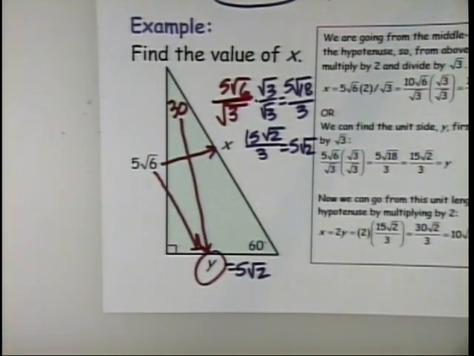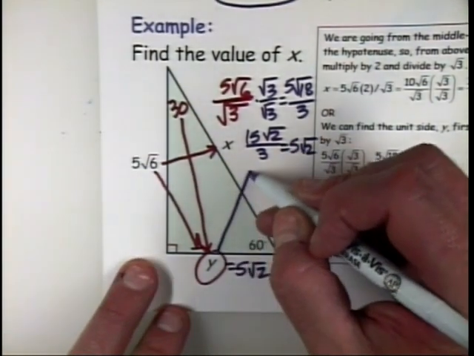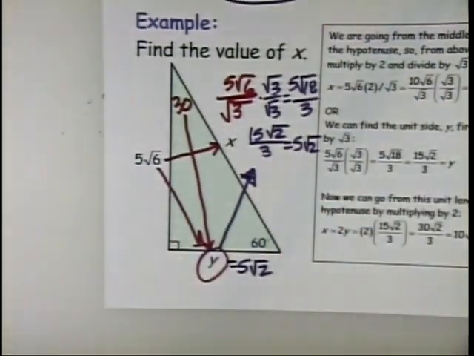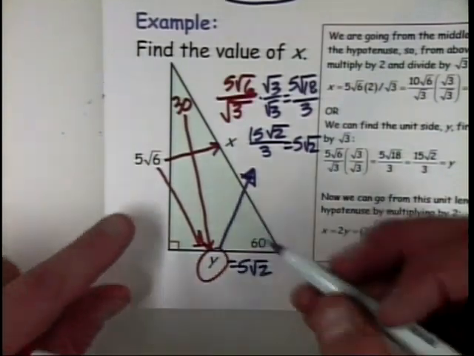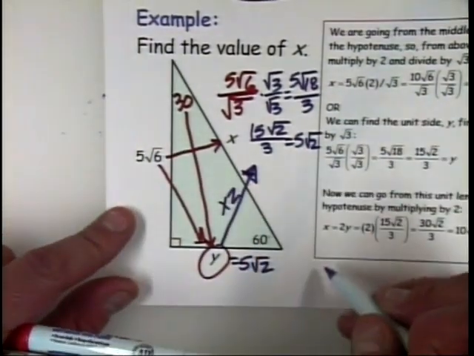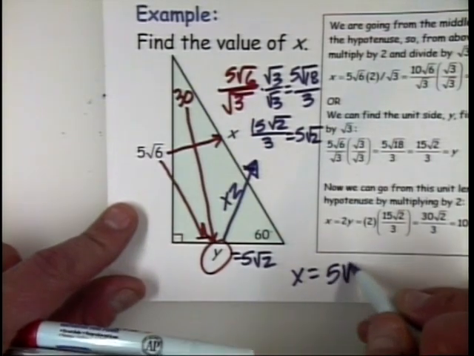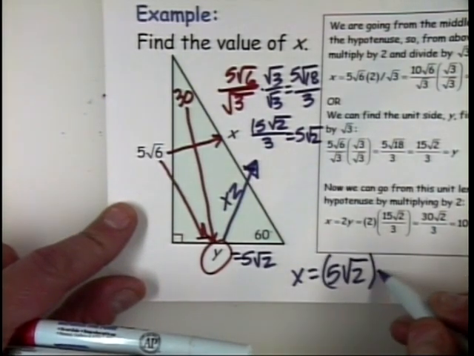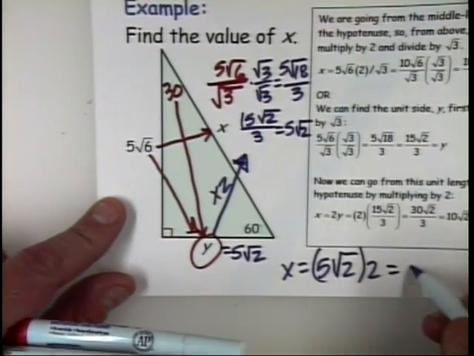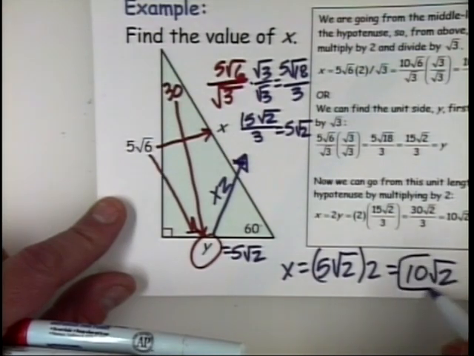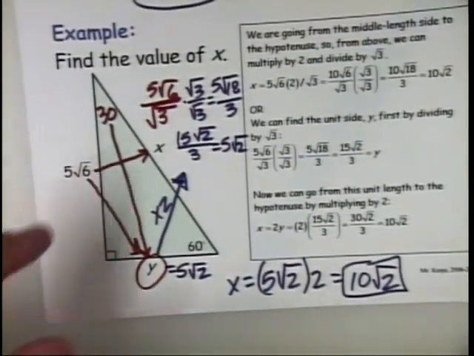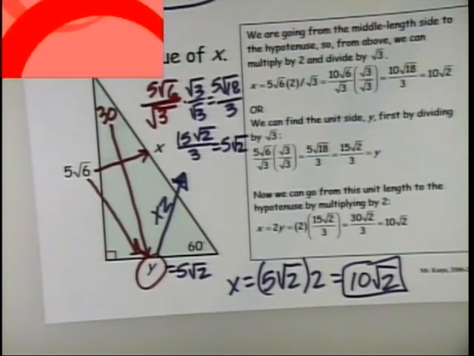Now that I have my shortest side, it's a lot easier to go to the hypotenuse, which is always twice the length of the shortest side in the 30, 60, 90. So now times 2. So x is going to equal my shortest side, 5 square root of 2, times 2, which is 10 square root of 2. So going through the shortest side definitely has its benefits.